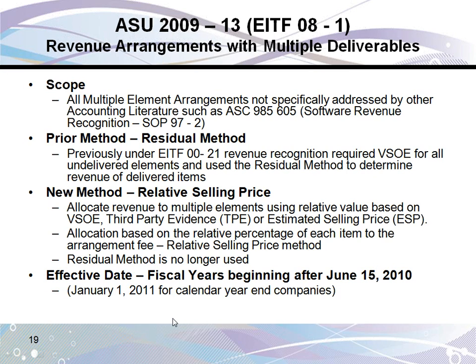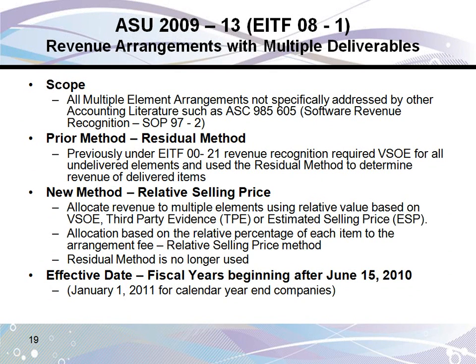So with regards to EITF 08-1, it's the new arrangement that covers all multiple element arrangements that are not specifically addressed by another piece of accounting literature. And the major other type of accounting literature that affects companies in the technology segment, and here in the Bay Area in particular, is software revenue recognition, SOP 97-2. With 08-1, we really have two methods of doing our revenue recognition for multiple element arrangements, either software companies or pretty much all other companies.